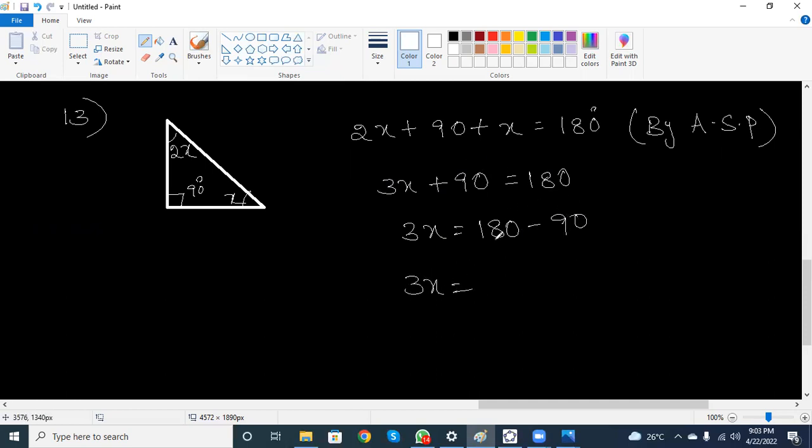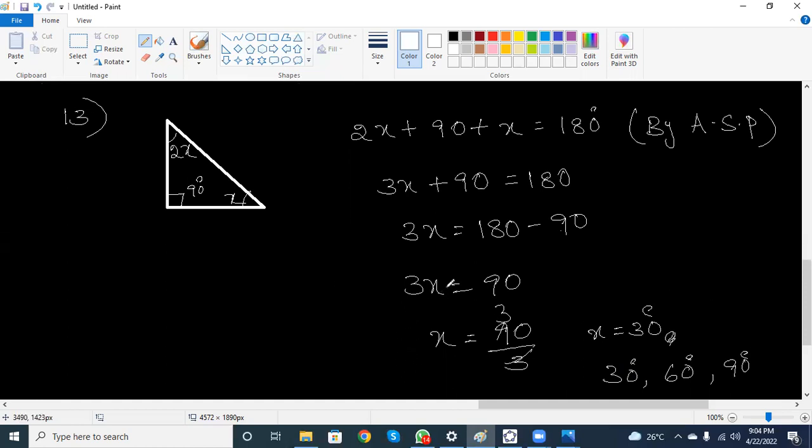So 3X is equal to 180 minus 90, how much is that? 90. So X is equal to, we'll transpose 3 to the other side, 90 over 3, which is nothing but 3 3s are 9, so 30. So X is equal to 30 degrees. Means one acute angle is 30 degrees. The other acute angle is 2 into 30, 2 30s are 60 degrees. So the angles are 30 degrees, 60 degrees and 90 degrees. Hence it is a right angle triangle. So this is the section 2 questions.